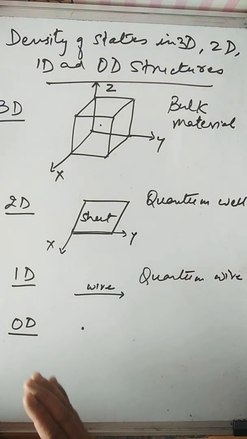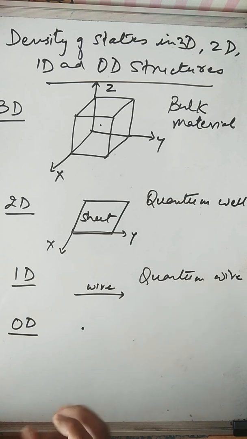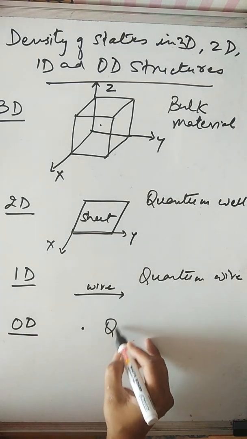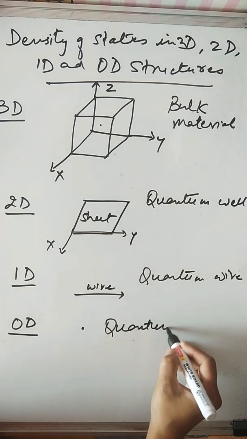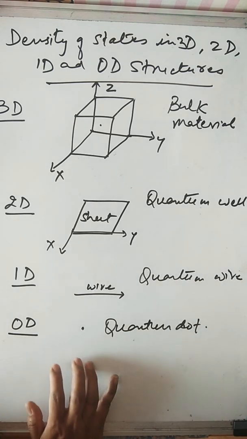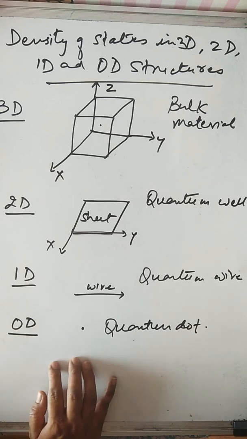It means in all three dimensions it can take only certain values. It is like a particle encapsulated inside a small box. It does not have any dimension to go around. So this is a quantum dot. These are the four kinds of structures we are going to study, and in these four kinds of structures we are going to study the density of states.